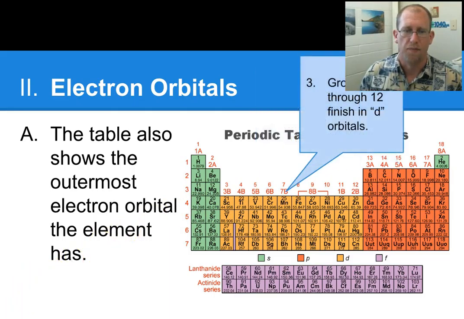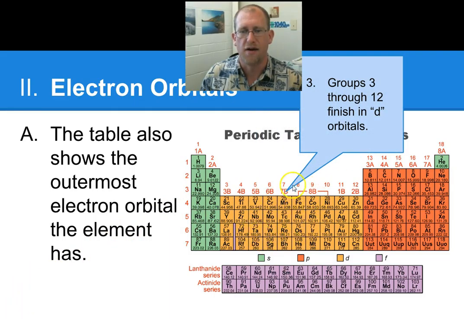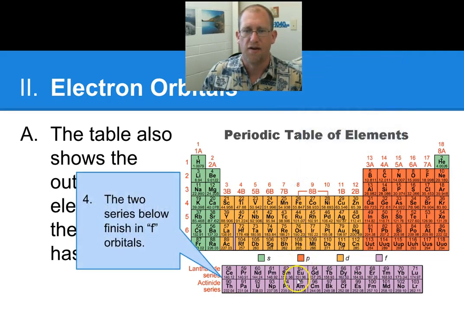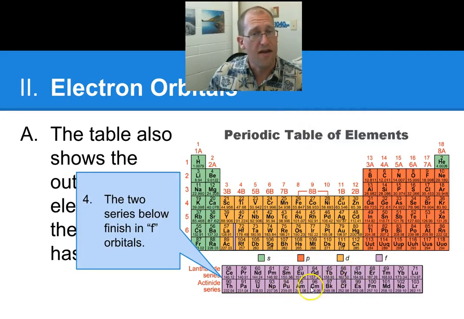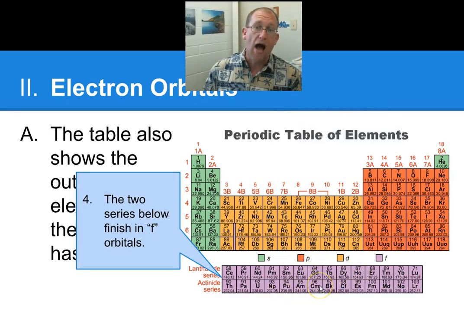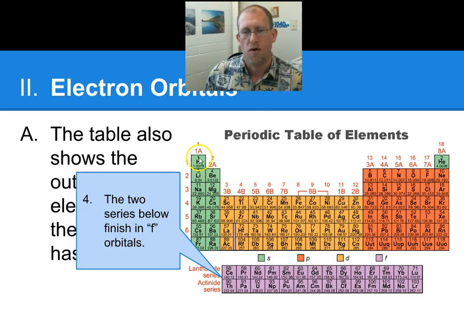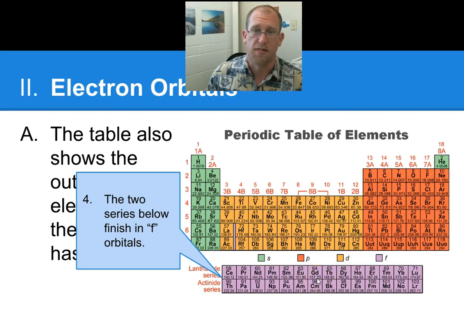Okay, things in this area down here end in a d orbital. And then lastly, things down here end in an f orbital. So it's not that these ones don't have s, p, and d, it's that the outermost energy level, the outermost shell, finishes in an f. Okay, and so s, p, d, f. That should help you as you read the table.